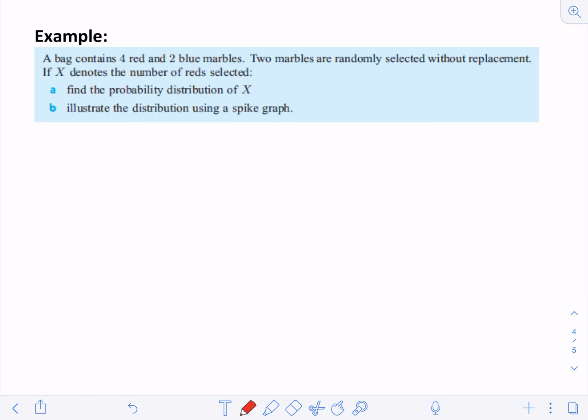It says, a bag contains 4 red and 2 blue marbles. 2 marbles are randomly selected without replacement. If x, that's my discrete random variable, denotes the number of reds selected, let's find the probability distribution of x, meaning the probability of how many reds could be selected, right? Well, there are 4 red and 2 blue marbles, and I'm selecting 2 marbles. So I could have no reds, I could have 1 red, or I could have 2 reds, right? I can't have more than 2, I'm only selecting 2.